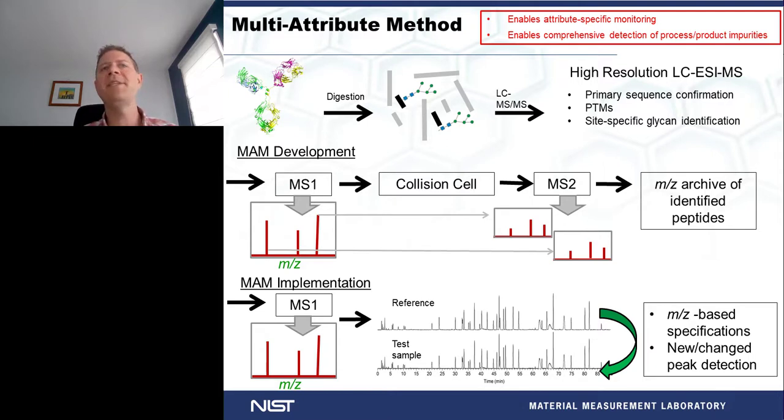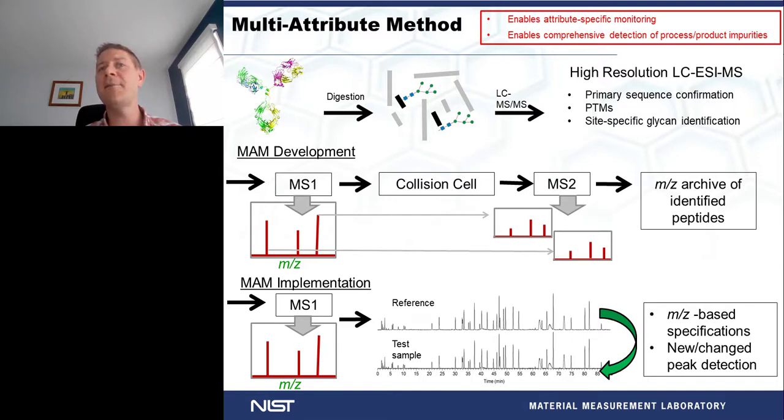We can now move into the implementation phase, which is unique to multi-attribute method, where we're actually monitoring just the mass to charge, or the first signals of those peptides. So we're no longer doing collision. This allows for a more robust and accurate quantification of the individual peptides. And you can see then the reference sample versus a test sample, which in multi-attribute method we run back to back. And what this allows us to do is to both check the reference sample to say, yes, indeed, I am getting the relative abundance of each of those individual peptides that I expect, telling me that my system is working appropriately, or my system suitability sample. And then I run my unknown test sample.